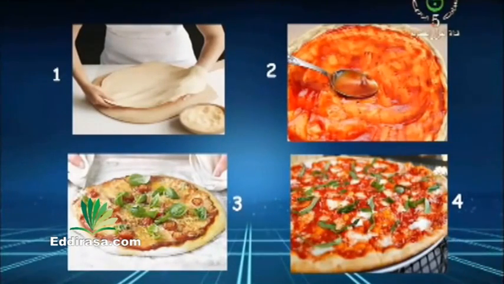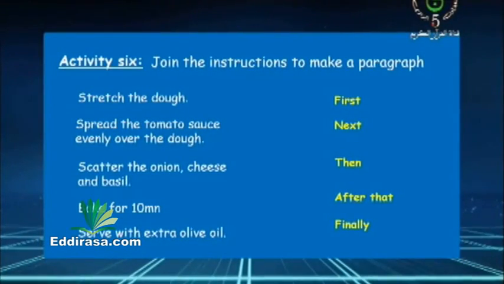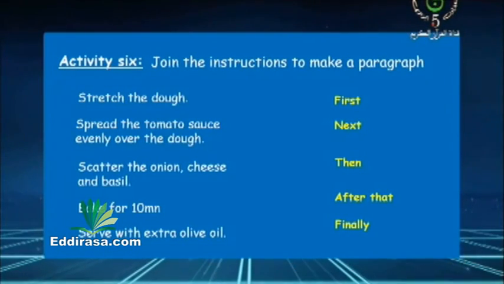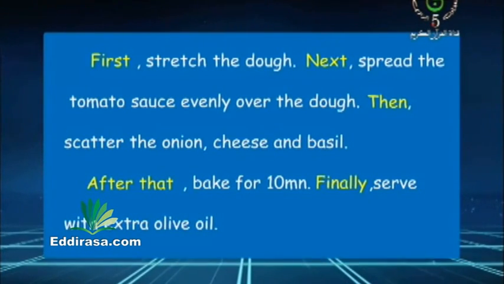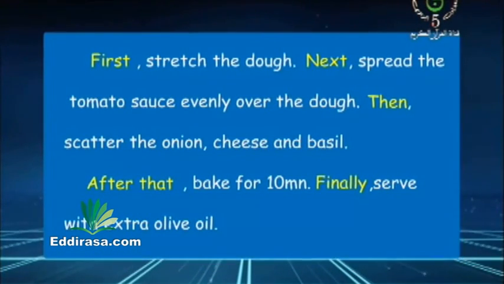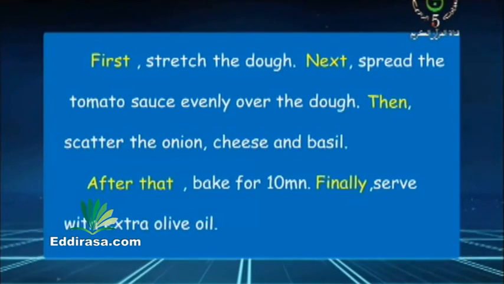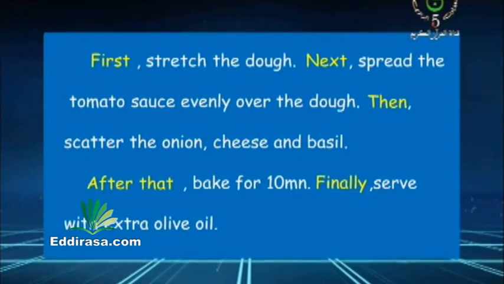Well, look at that. It looks really delicious. Okay, now we are going to try to use the different steps, of course, and using the right sequencers to write the correct paragraph. Have a look with me, Ms. Ziani. So, first, stir the dough. Next, spread the tomato sauce evenly over the dough. Then, scatter the onion, cheese, and basil. After that, bake for 10 minutes. Finally, serve with extra olive oil.